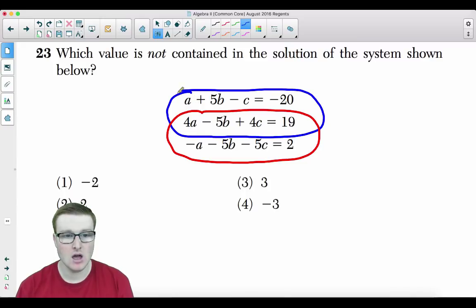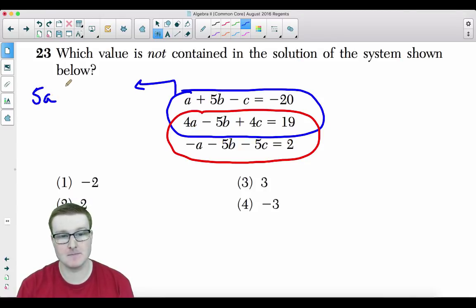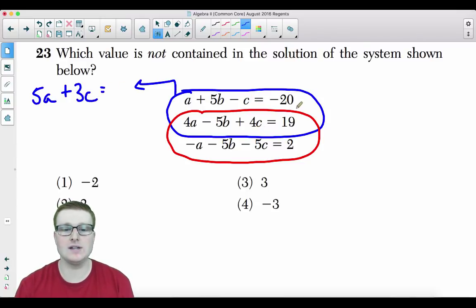So we are first going to combine the blue equations that you see here. So what is a plus 4a? Let's just say 5a. What is 5b plus a negative 5b? Well, that cancels, so it's nothing. What is negative c plus 4c? That's just 3c. What is negative 20 plus 19? Negative 1.